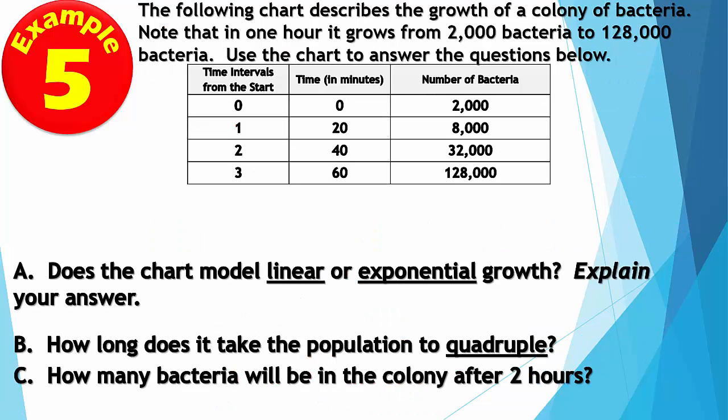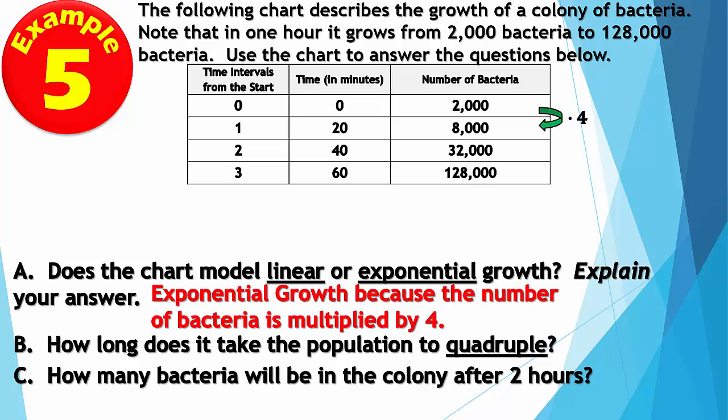And then finally, the following chart describes the growth of a colony of bacteria. Note that in 1 hour it grows from 2,000 bacteria to 128,000 bacteria. Use the chart to answer the questions below. So, does the chart model linear or exponential growth? And explain your answer. So, I can say that because we are multiplying by 4 every 20 minutes, it's exponential growth. And that's exactly my explanation. Exponential growth because the number of bacteria is multiplied by 4.